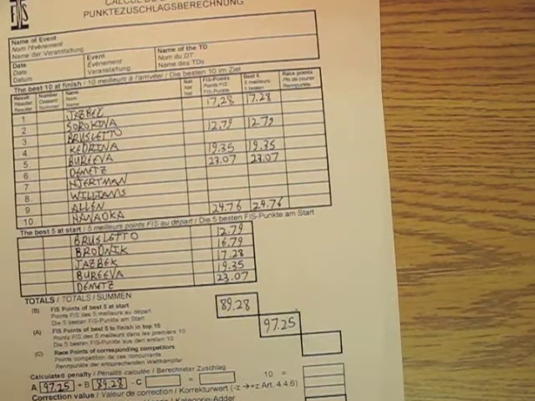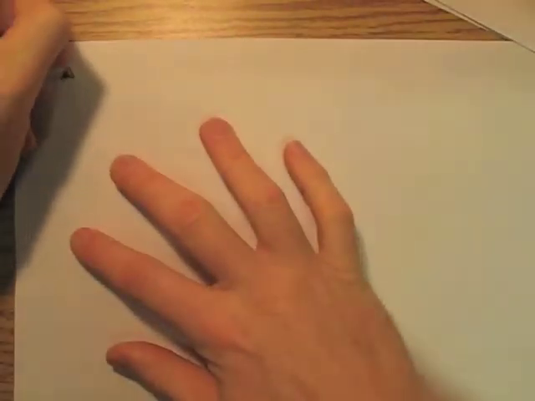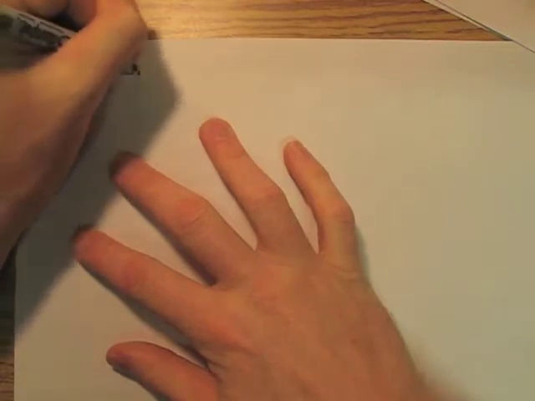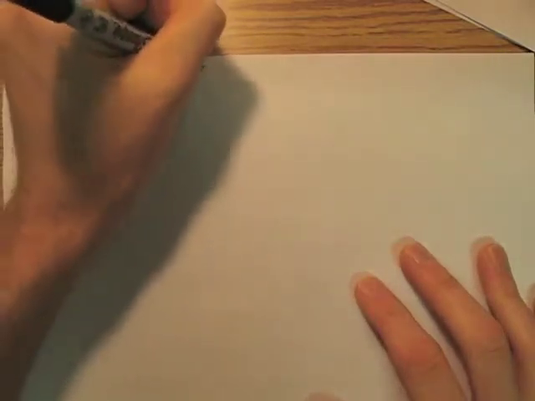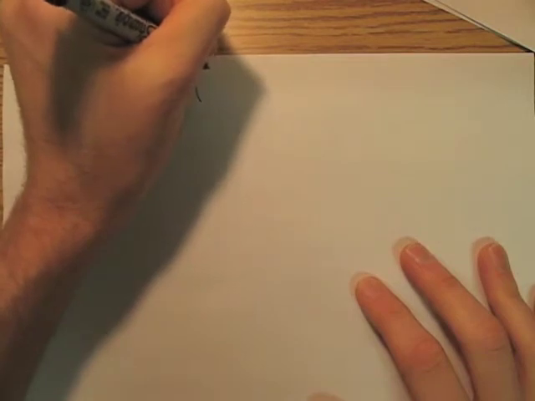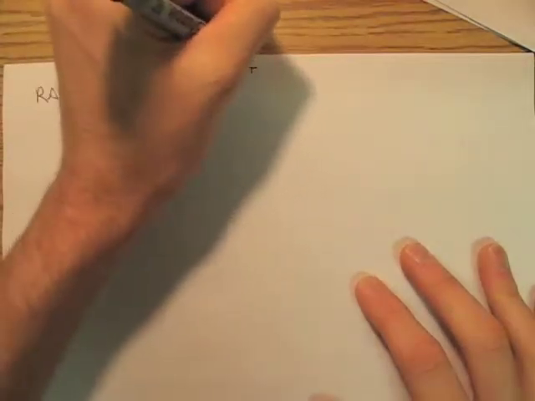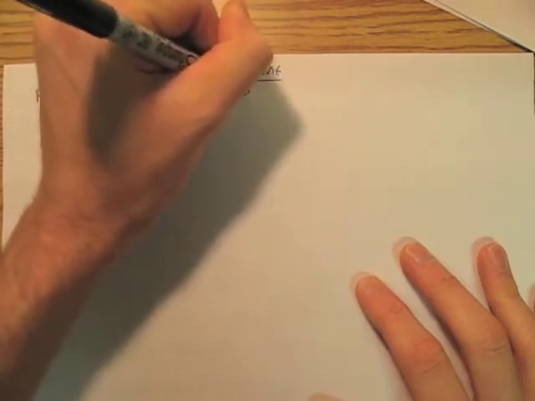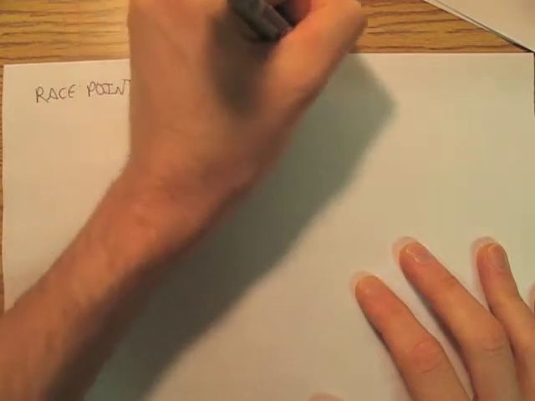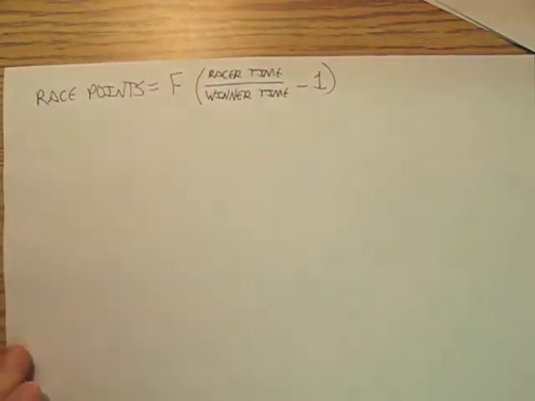Now, on to race points. Our good old friend race points. So, the race points are equal to the F times the racer time over winner time minus 1. That's going to be the race points.